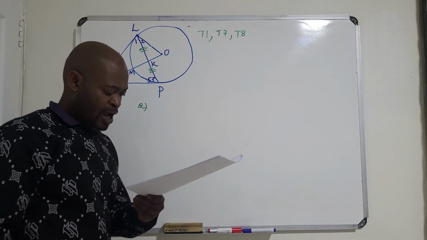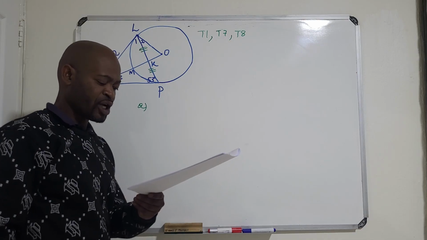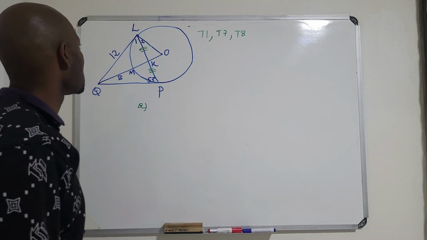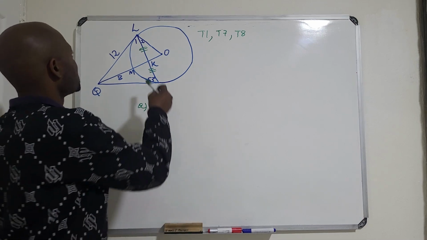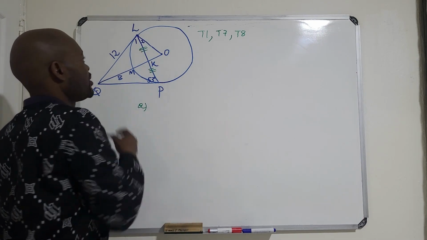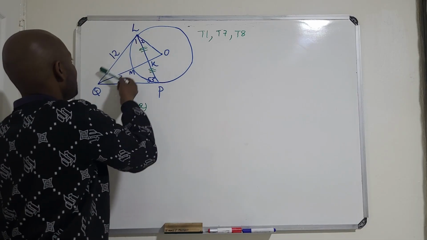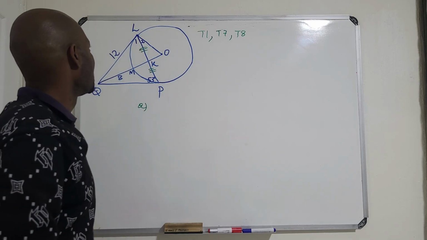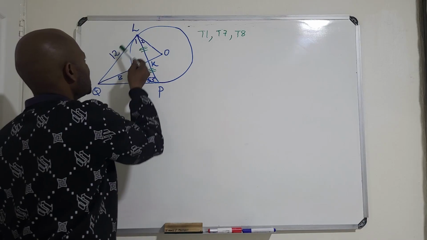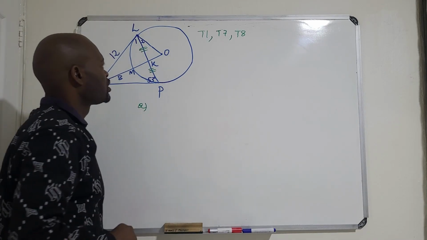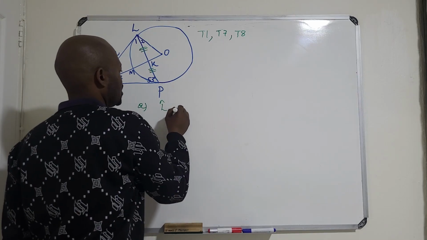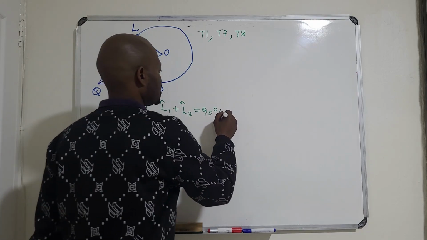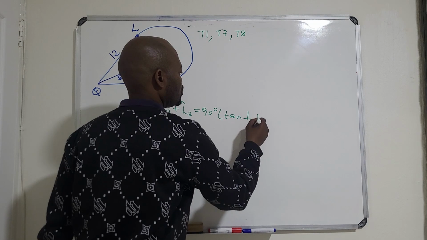Now, A: name with reasons two angles which are equal to 90. They want us to name with reasons two angles equal to 90. One thing that I'm sure of is that this and this are perpendicular, because this is the radius which is perpendicular to the tangent, of which we've just said that there is theorem number 7 here. Therefore, the radius is perpendicular to the tangent. Therefore, this is 90. Therefore, angle L1 and angle L2 are equal to 90 degrees. Reason: radius perpendicular to the tangent.